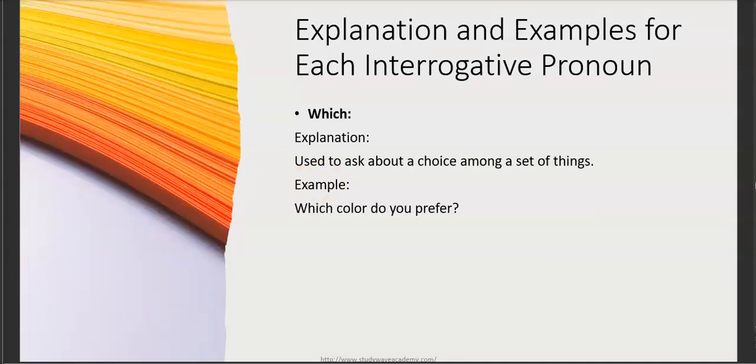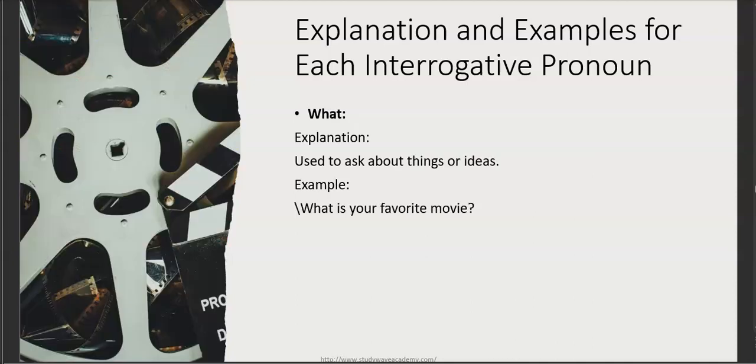Then we have which. Now with which, it is used to make a choice or ask about a choice among a set of things. So for example, which color do you prefer, or which shoes do you like? So there's a variety, but you want to find a specific one that someone wants. So that's when we use which, okay? So which is also an interrogative pronoun. Don't forget about that.